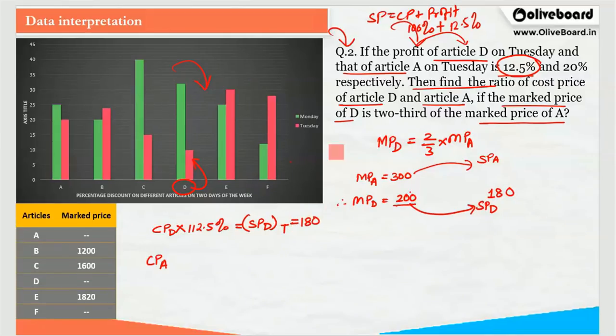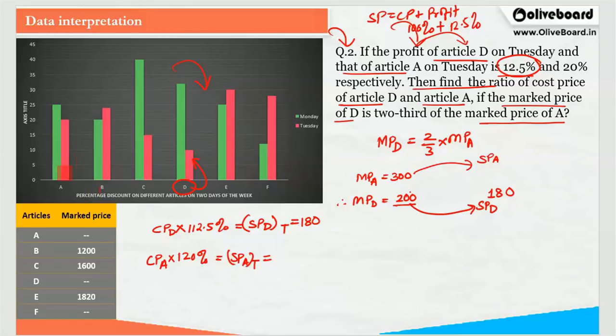Okay, again the profit percentage on article A on Tuesday is 20%. So I can write CP of A multiplied by 120% is equal to SP of A on Tuesday. Okay, this day is very important. Which day I have to consider, Monday or Tuesday? Since they are providing profit for Tuesday, I will be using data for Tuesday here.